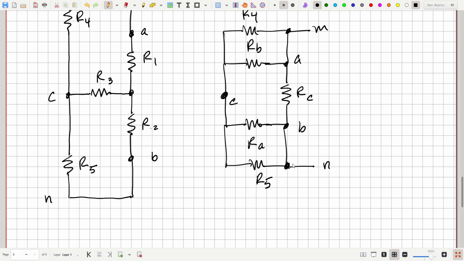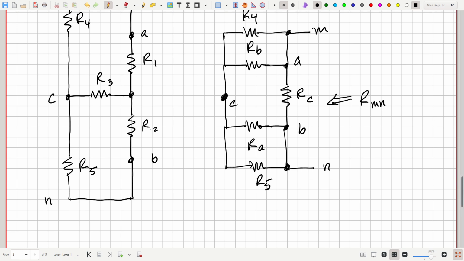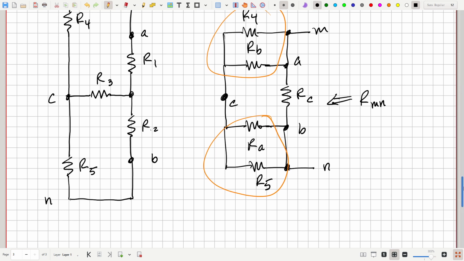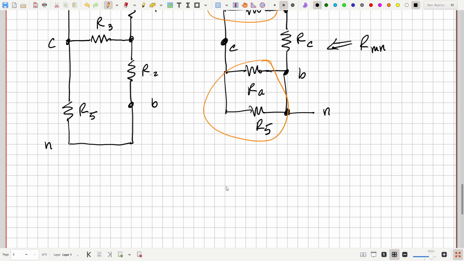N. Okay, so we want to look now at our resistance RMN in those two terminals. Now, do we have anything in series or parallel? Yes, we do. These are in parallel, and those are in parallel. So what does this look like? Well, then it reduces down to the following circuit.